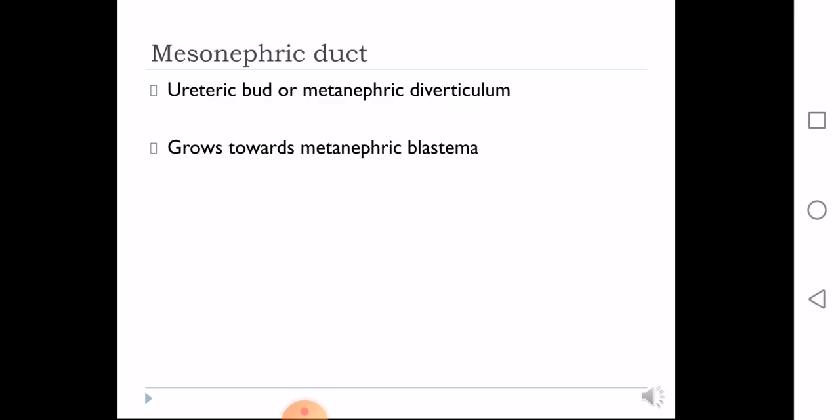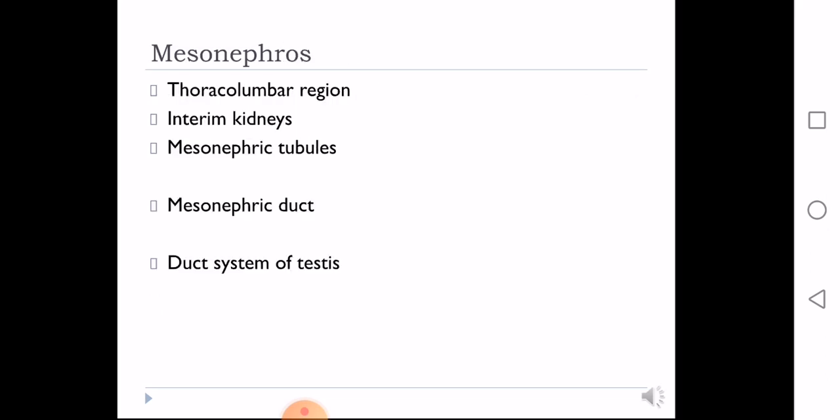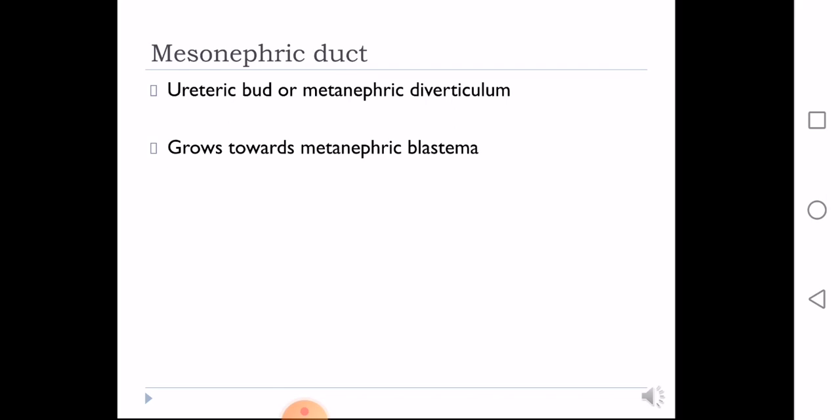Okay, so we'll go back. So the mesonephros is in the thoracolumbar region. These are the interim kidneys. And you have the mesonephric tubules which are opening into the mesonephric duct. The mesonephric tubules disappear, but some of them persist and form the duct system of the testis, or the vasa efferentia of the testis. Now what happens? So that is about the mesonephric tubules or the excretory tubules.